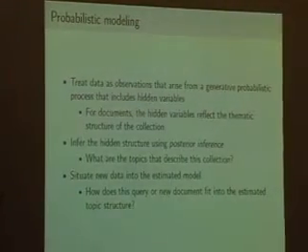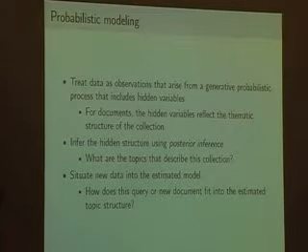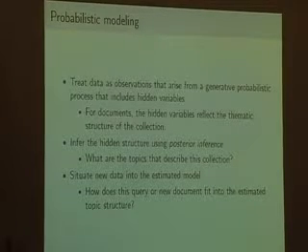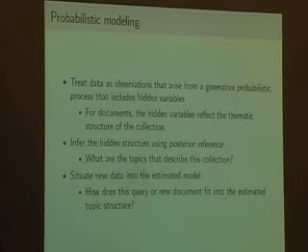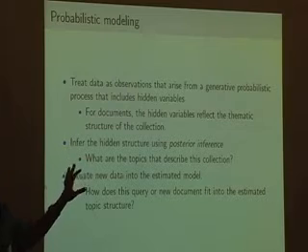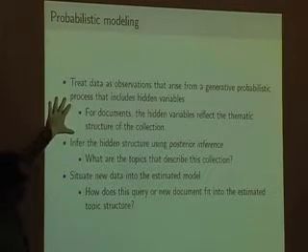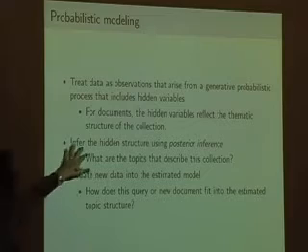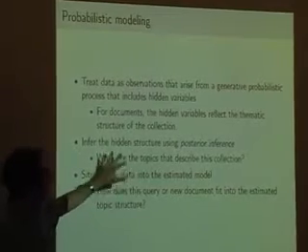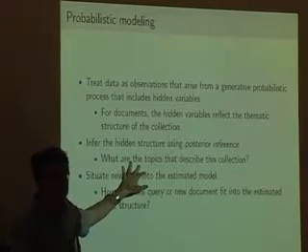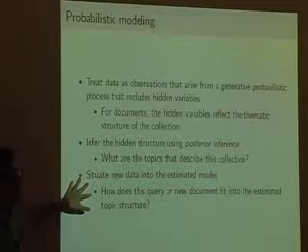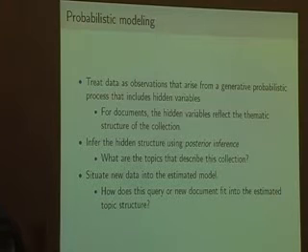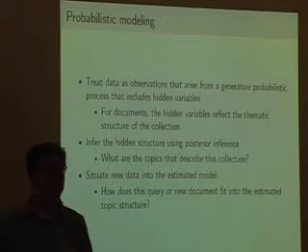The idea here is that we're going to take our documents and model them probabilistically. In probabilistic modeling, we treat our data as observations that arise from some generative process that includes things that we can't observe. In the case of modeling document collections, the things we can't observe are the underlying thematic structure of the collection. That's posing the model. The second thing you want to do, of course, is to take the things you do observe, the documents, and infer what that hidden structure is. We do that with posterior inference. In this case, it's asking what are the topics that describe this collection of documents that I want to analyze. Finally, we want to situate new data into the estimated model. For example, how does this query or new document fit into the estimated topic structure, and then use that to do things like information retrieval or classification, or just something vague like browsing and organizing.